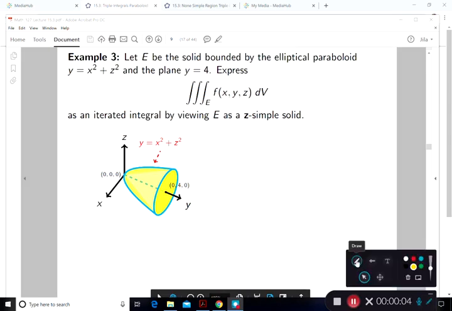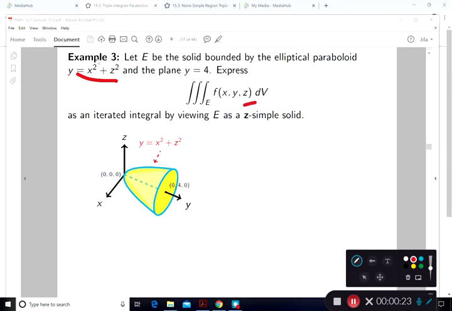We're doing another example of triple integrals. This time we're doing the solid bounded by the elliptical paraboloid y equals x squared plus z squared, and the plane y equals 4, and we want to express this triple integral over E of f of x, y, and z. The integrand is f of x, y, and z.